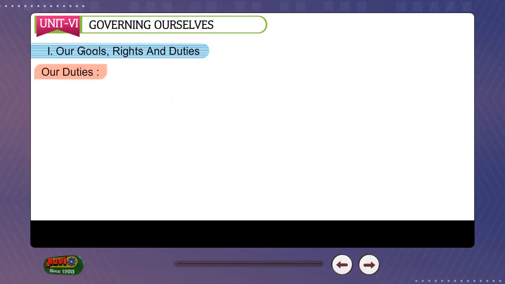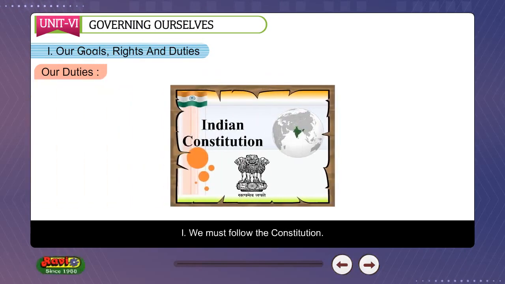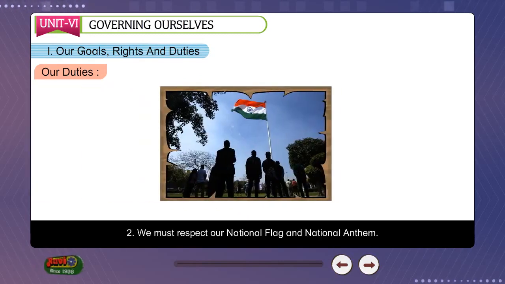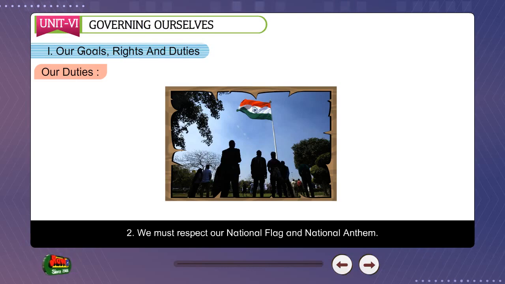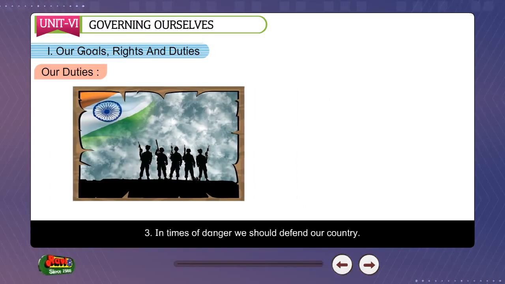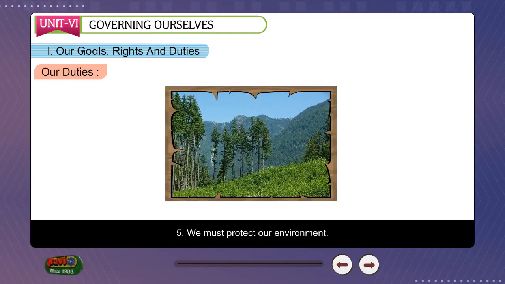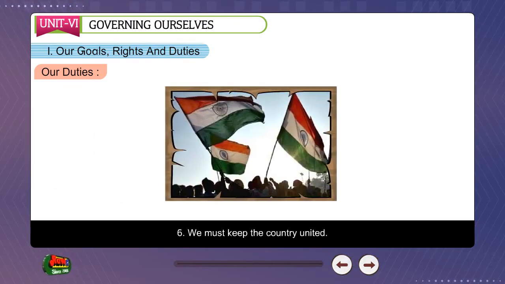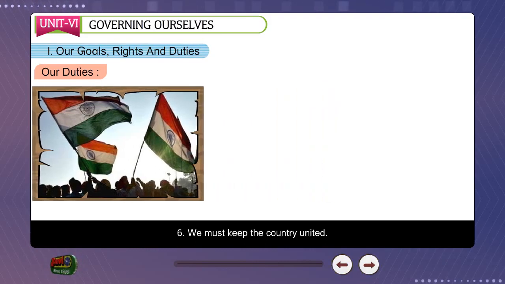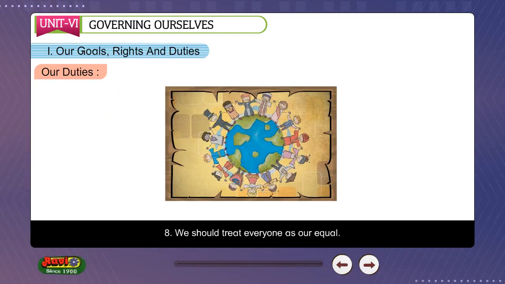Our duties. Just as the coin has 2 sides, rights are followed by duties. The various duties given by the Constitution are given here. 1. We must follow the Constitution. 2. We must respect our national flag and national anthem. 3. In times of danger, we should defend our country. 4. We must not fight with each other. 5. We must protect our environment. 6. We must keep the country united. 7. We must protect our national property. 8. We should treat everyone as our equal.